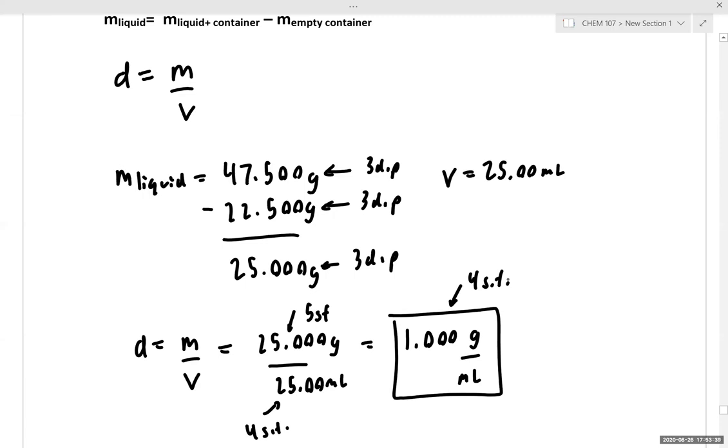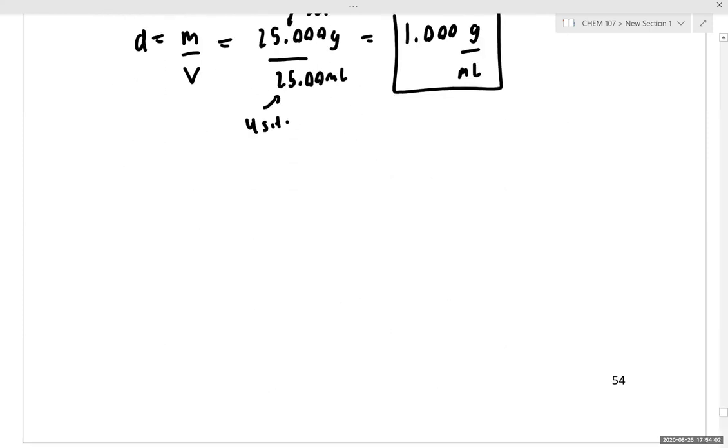Does this make sense to everyone? Any questions on this example? If not, let's continue on.